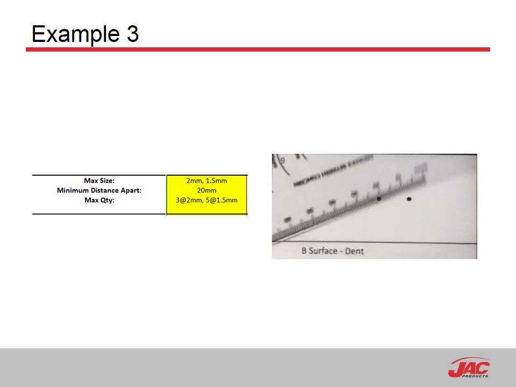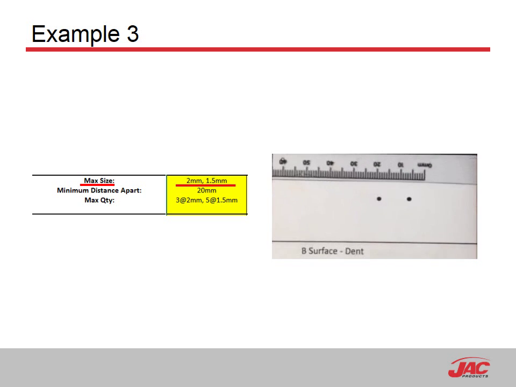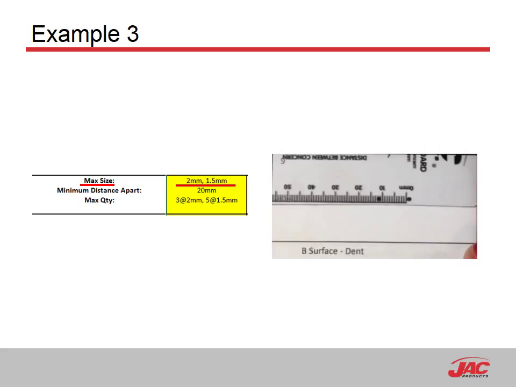So far so good, the quantity and size are acceptable. Now let's measure the distance apart from each other. Using the ruler, we will place the 0 mark on the edge of one of the defects and read the number touching the other defect. Oh no! The requirement is 20 millimeters apart from each other, but these are less than that. This is another failed part.